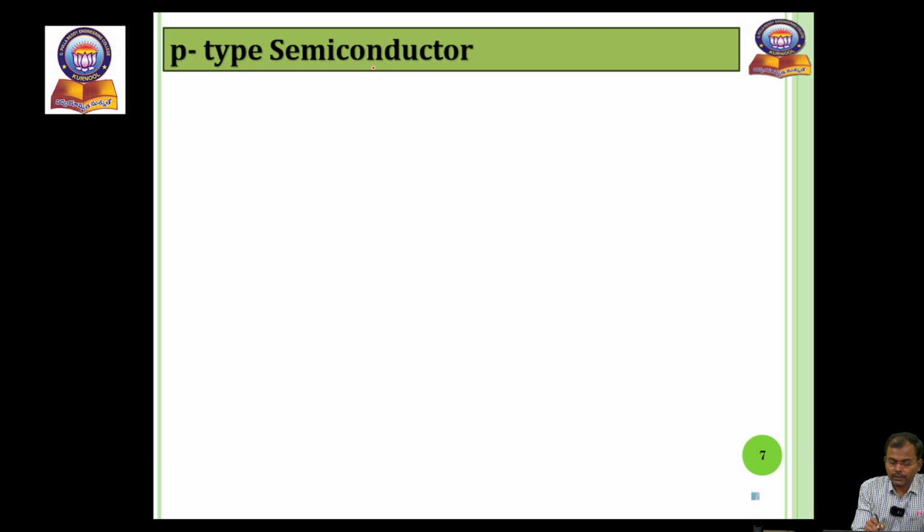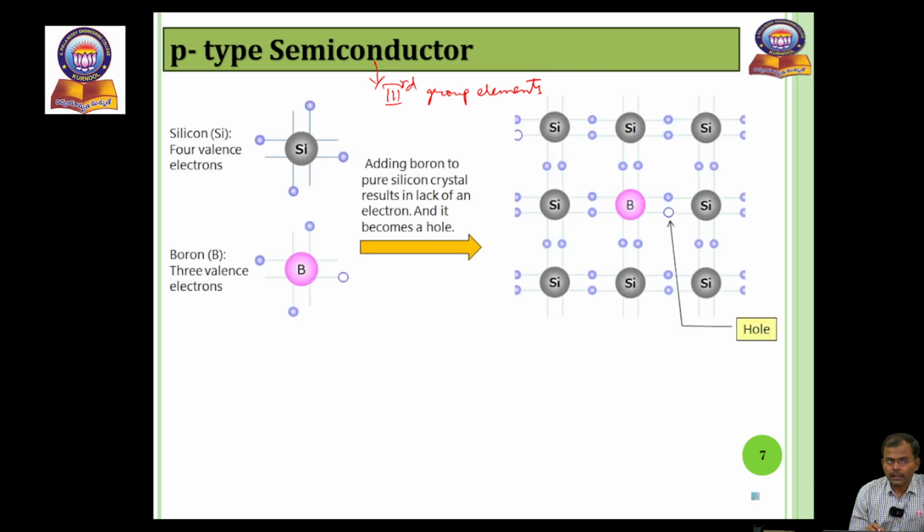Next is the p-type semiconductor. In the p-type semiconductor, the pure semiconductor is doped with third group elements, like boron. Boron belongs to the third group and contains three valency electrons. Silicon has four valency electrons. So when boron shares with the four neighboring silicon atoms, three covalent bonds are completely filled and one covalent bond is empty. That empty bond has a deficiency of one electron, which is represented as a hole.